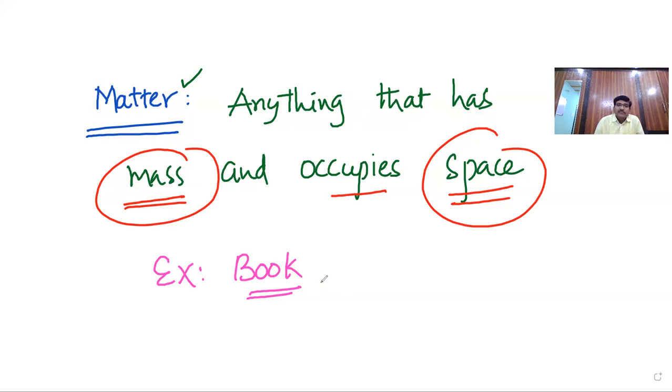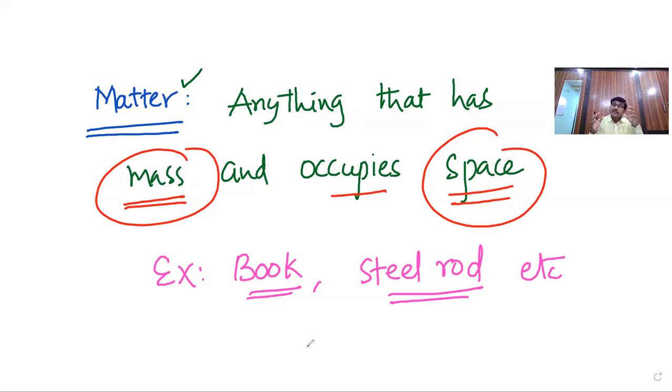Suppose a steel rod. Another example I take. You can take any number of examples. A steel rod has some mass, so many kgs, and occupies space also. So we can put any number of things. Matter is nothing but that which has mass as well as space occupation. Clear? That is matter. Okay.